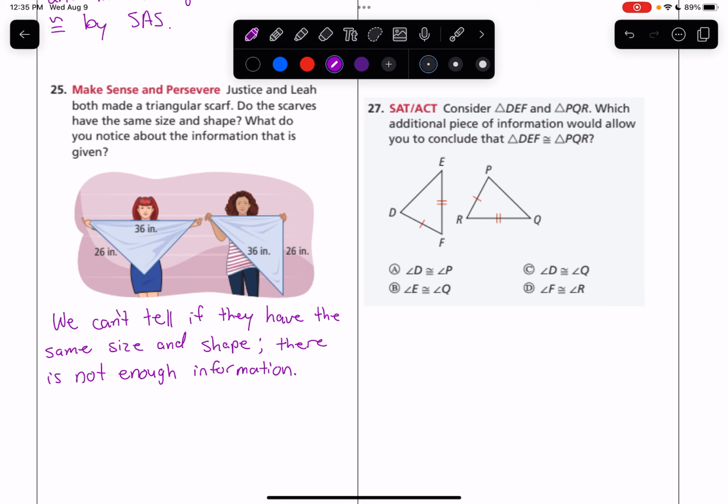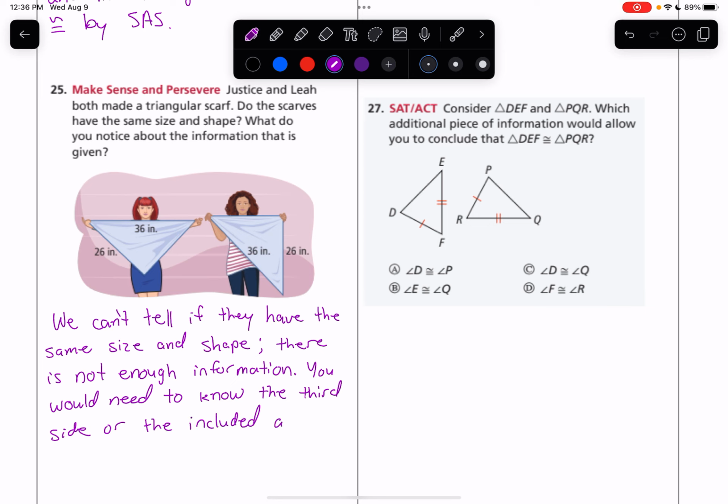You would need to know the third side or the included angle to say for sure.